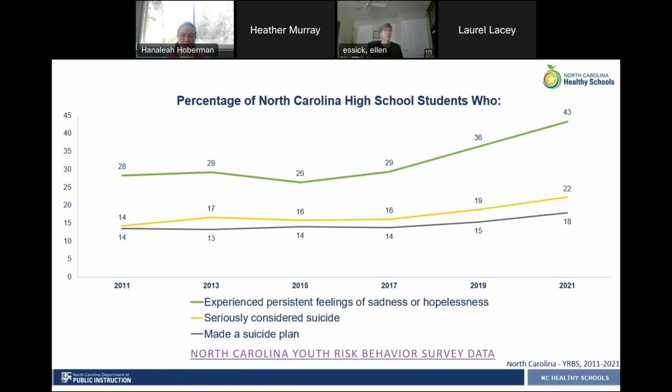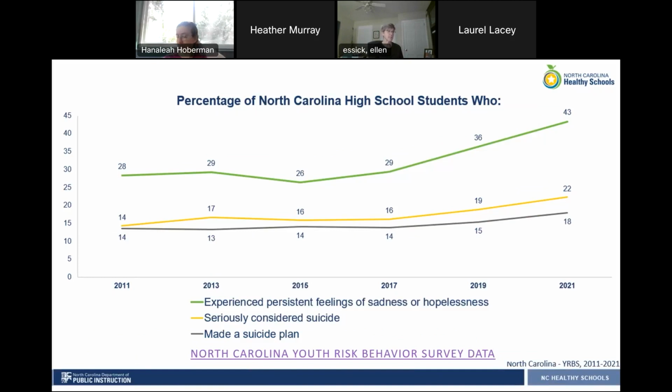The percentage of students who experienced that depression in North Carolina, if you look from 2011, it was 28%. And in 2021, it's 43%. That is a huge change, a significant change, and one that really drives a lot of our work right now as we're trying to address the mental health needs of our students.